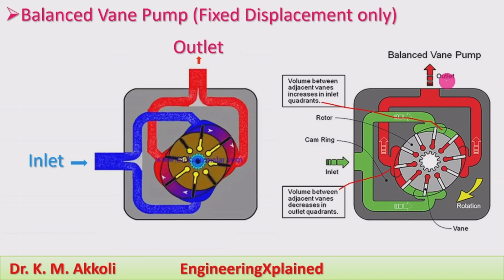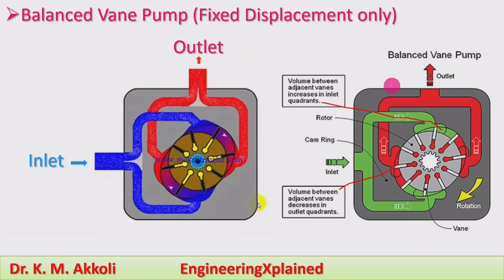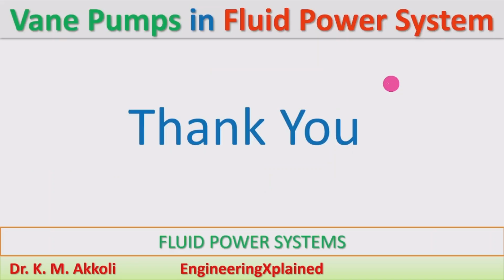And by that, the balanced vane pump is there, and it will be supplying only a fixed quantity of the fluid, so this is the working of the fixed displacement type balanced vane pump. And further, another type of pumps are there, those are called piston pumps. And in the next session, I'm going to discuss the piston pumps.